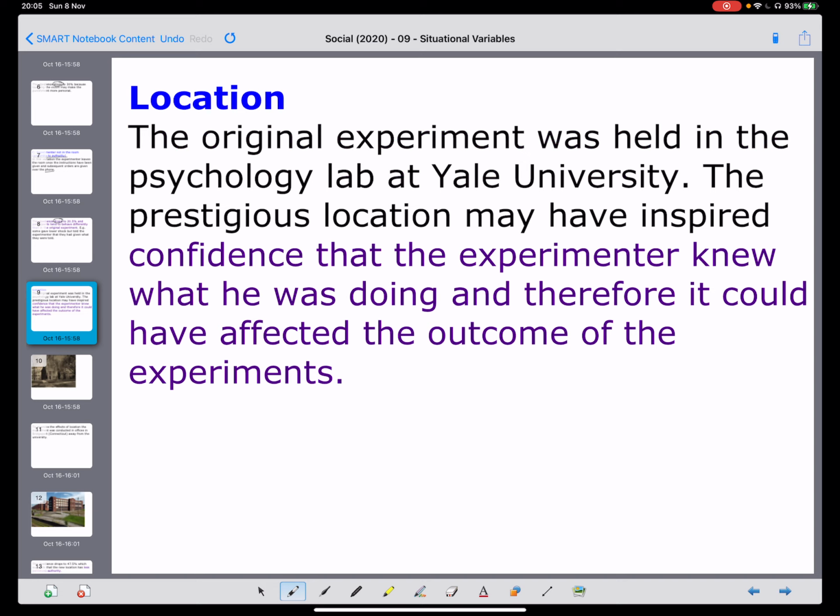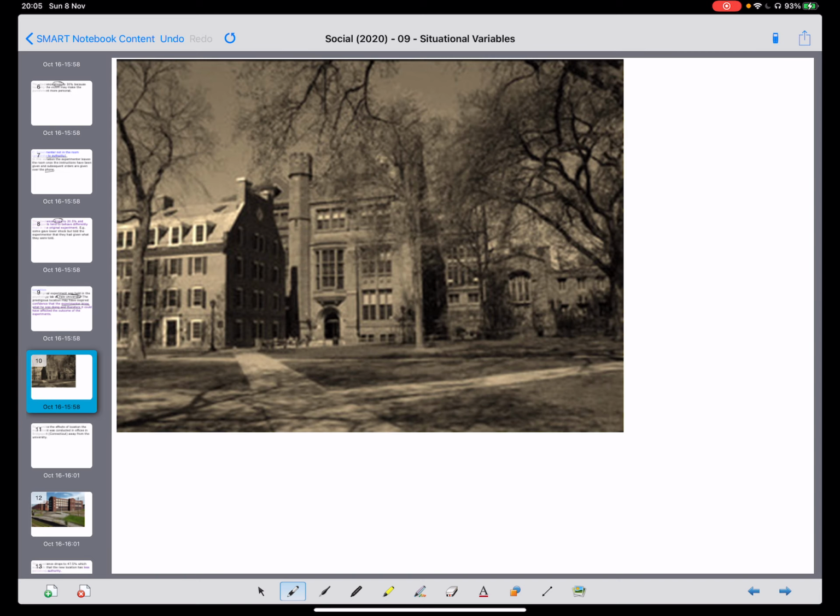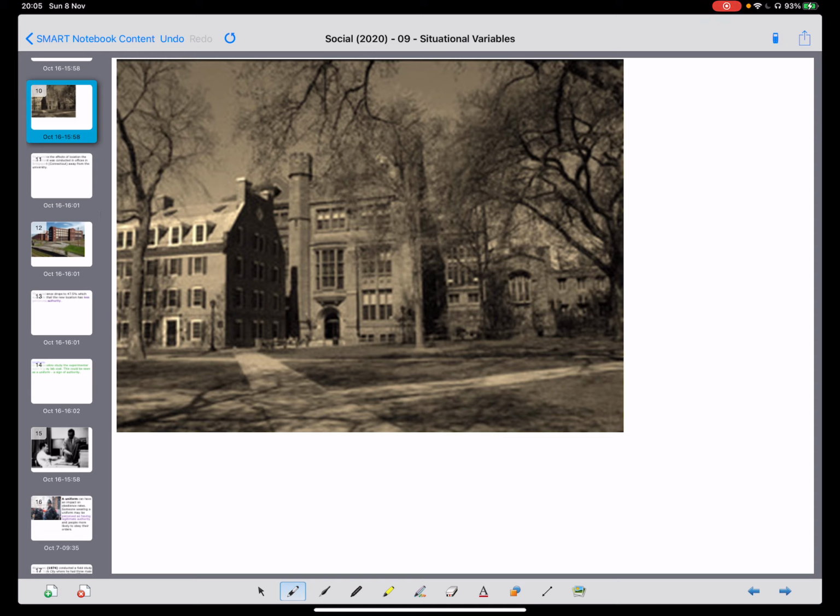Now, the original experiment was at Yale University. It's a very nice university, with trees and grass and impressive buildings. You could say that if you work in a university like that, the experimenter may know what they're doing because of the prestige of the place. Here's a picture of Yale University. I haven't been there, but a friend of mine studied there, and she said it was absolutely lovely. And so that's what we can expect.